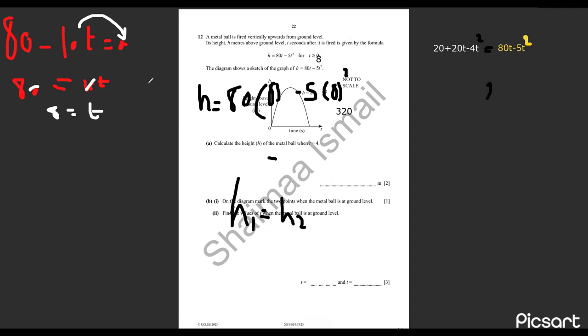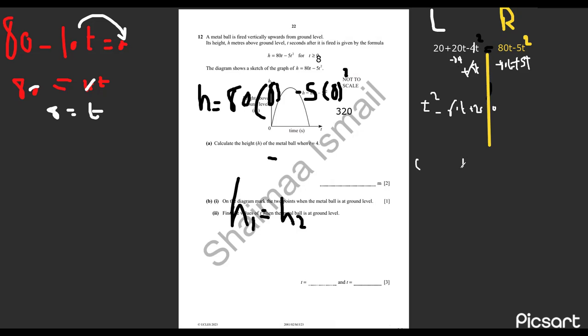So now we have a right side and a left side, the proper way that we always solve any equation. Here we add 5t to cancel it, and here add 5t, so now we have 1t squared. And here minus 80t, just to make it equal to 0. So it will be minus 60t plus 20 equal to 0 here.